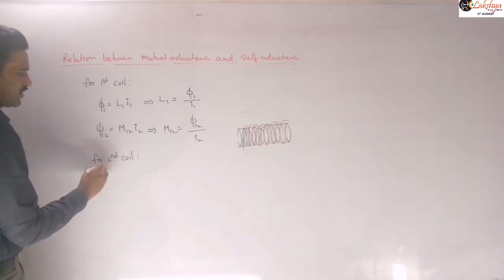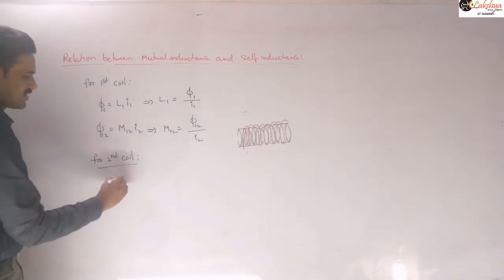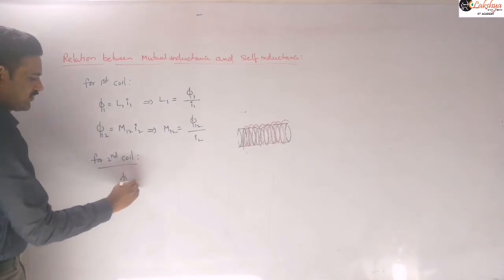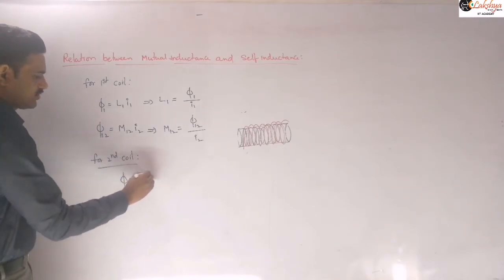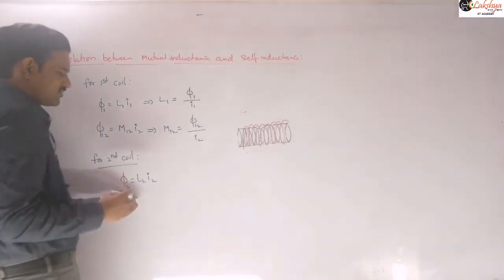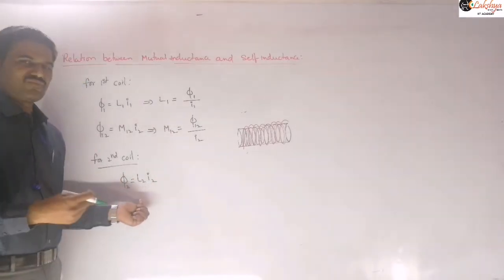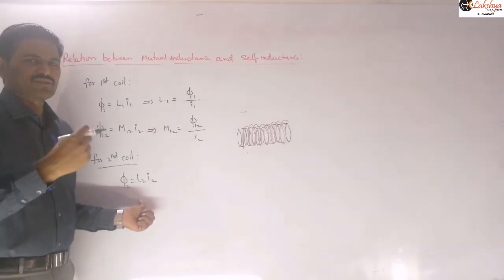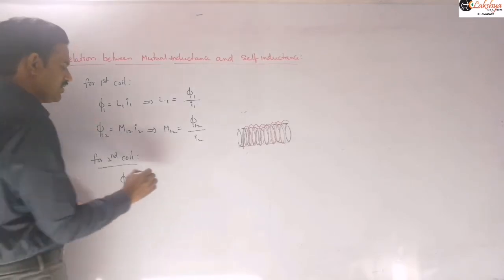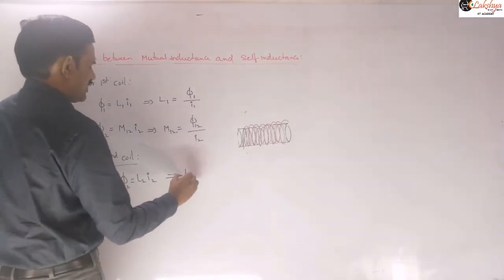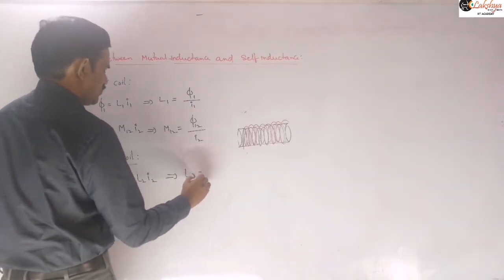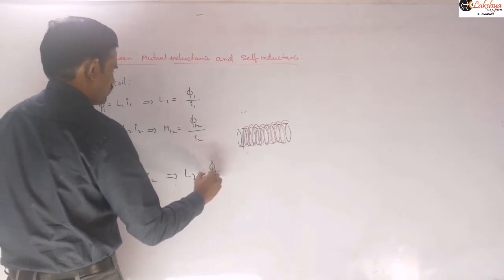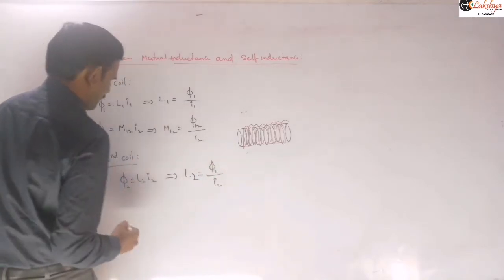For the second coil, in a similar way, let us write: phi 2 is equal to L2 into I2. Now, when you are writing the self inductance of the second coil, the flux passing through it will depend on the current in the same coil. So in a similar way, you can write L2 is equal to phi 2 by I2.